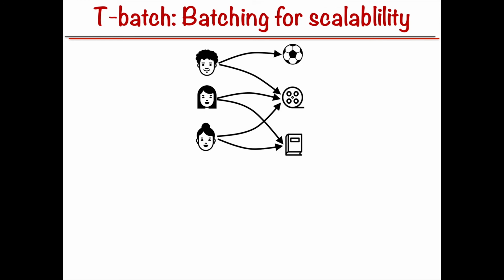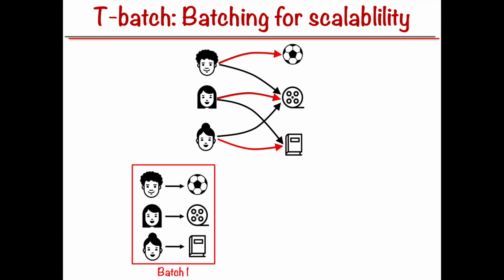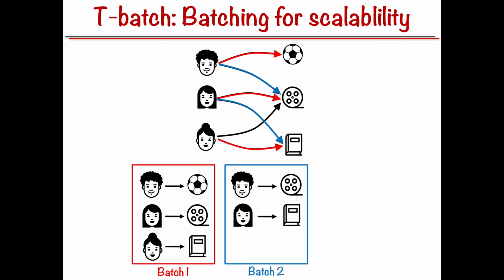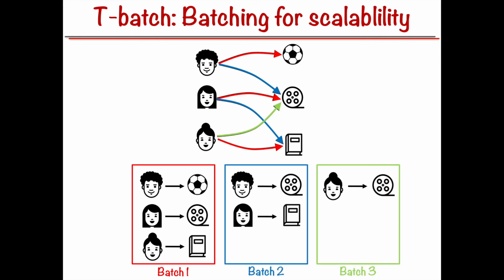To make JODIE scalable to large networks, we develop a batching algorithm called tbatch. Tbatch creates a sequence of batches such that all the interactions in each batch can be processed in parallel, and processing the batches in sequential order maintains the temporal dependency of the network. This makes JODIE scalable to very large networks.